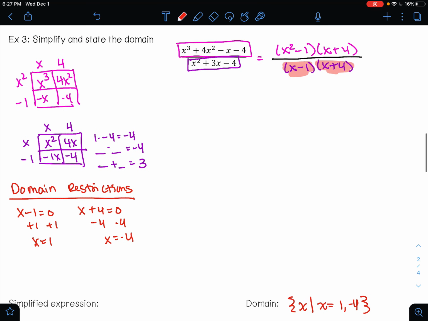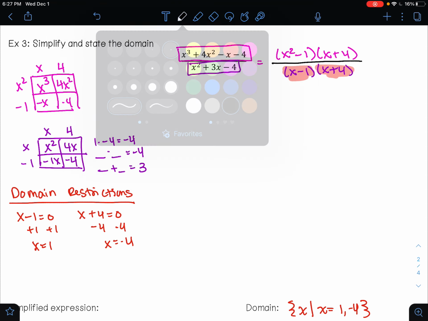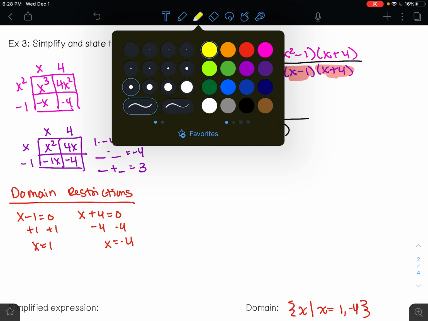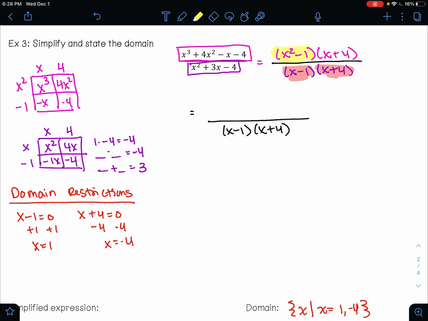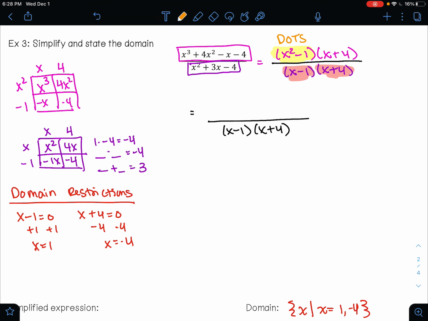Now that I have our domain, I can go ahead and continue to simplify this rational expression. We said that our denominator was factored completely, so I'm going to go ahead and write that down. We have x minus 1 times x plus 4. In my numerator, I can still factor this x squared minus 1. I know that because this is a difference of two squares. In this binomial, x is being squared and 1 is being squared. And then x plus 4 is already factored completely.